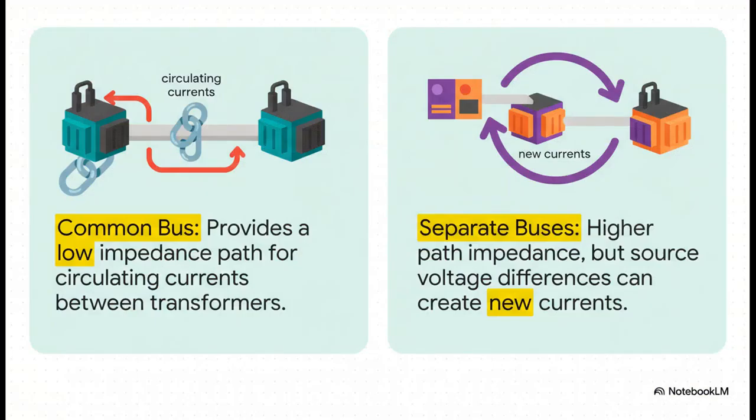Here's another system-level factor to consider. How are the transformers being supplied? If they share a common source bus, you've created a very low impedance path, which makes those circulating currents from transformer mismatches a major concern. Now, if you have separate buses, that path impedance is higher, which can help. But, and this is a big but, now you've introduced a new problem. Any voltage difference between the sources themselves can create its own circulating current, totally independent of what the load is doing.